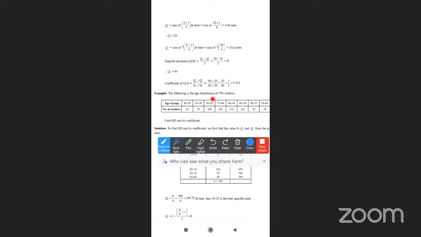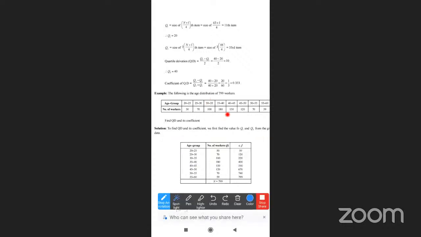Now coming to continuous frequency distribution. The following is the age distribution of 799 workers. Age group 20 to 25, 25 to 30, 30 to 35, 35 to 40, 40 to 45, 45 to 50, 50 to 55, 55 to 60. So this is known as continuous frequency distribution. Corresponding number of workers in 20 to 25 is 50. In 25 to 30, number of workers is 70. Find QD and its coefficient.